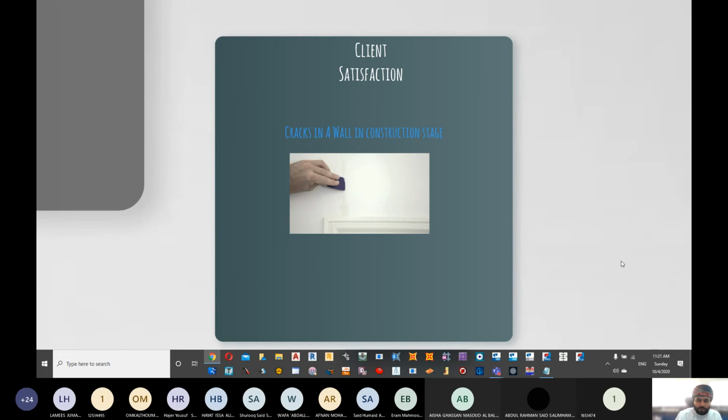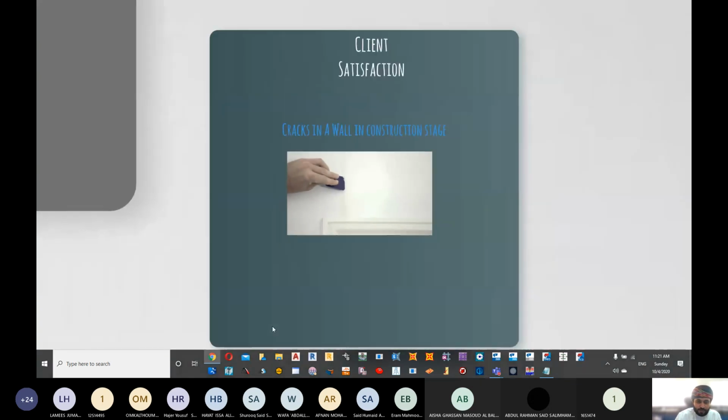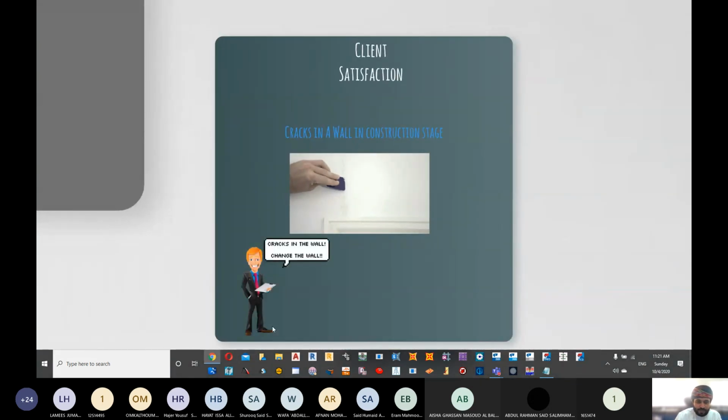So for example, there was a crack. Now you can see even in new houses and new buildings, we have cracks. It's a very small crack. It's a non-structural crack. For you as a contractor, you believe that this crack is fine. Now the client said, cracks in the wall, I need you to change the wall for me. And you told him, we call this particular crack a hairline crack, and it will be solved by only plastering. No need to change the wall.